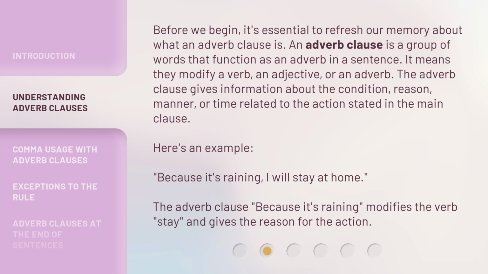Before we begin, it's essential to refresh our memory about what an adverb clause is. An adverb clause is a group of words that function as an adverb in a sentence. It means they modify a verb, an adjective, or an adverb. The adverb clause gives information about the condition, reason, manner, or time related to the action stated in the main clause. Here's an example: because it's raining, I will stay at home. The adverb clause, because it's raining, modifies the verb, stay, and gives the reason for the action.